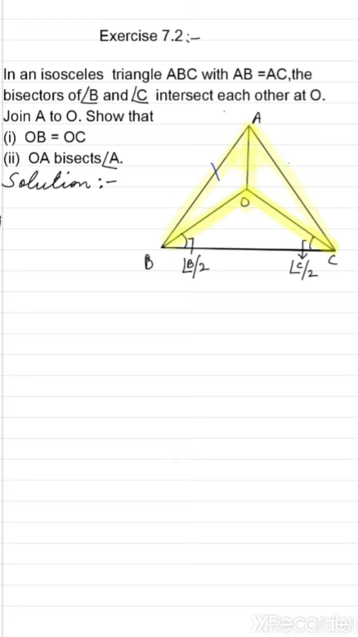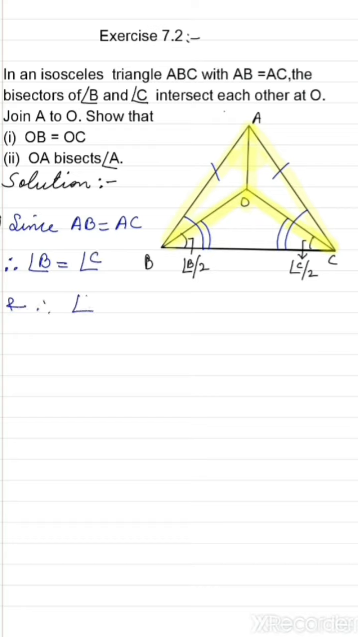So here you are given AB is equal to AC, therefore angle B will be equal to angle C. And so half of angle B will be equal to half of angle C. So we are going to write this. Since AB is equal to AC, therefore angle B is equal to angle C, and therefore angle B upon 2 is equal to angle C upon 2.